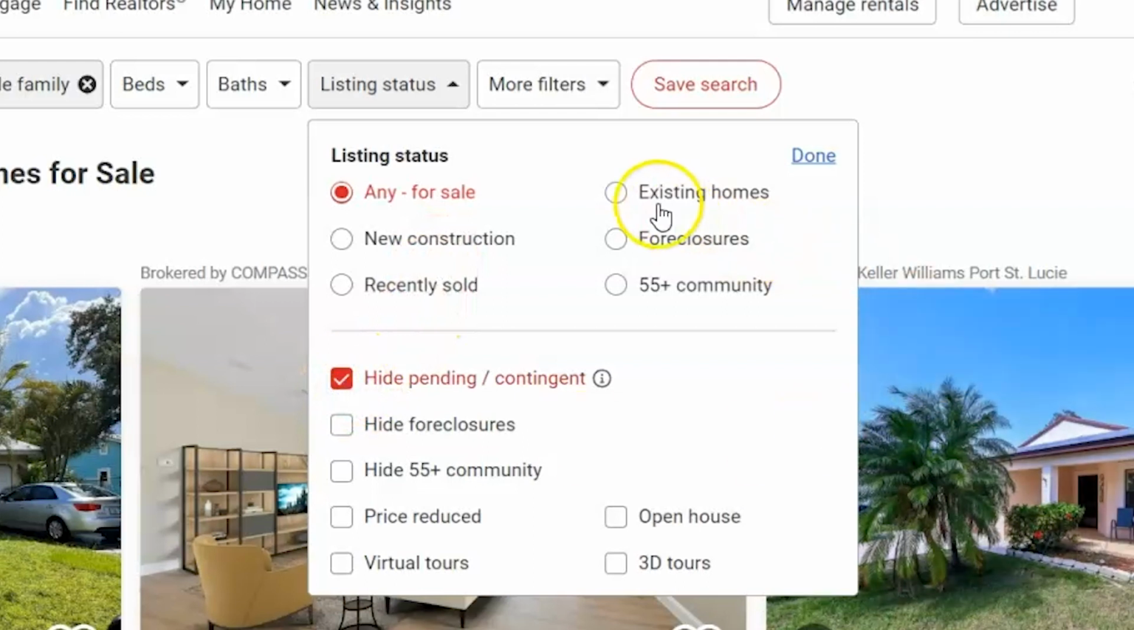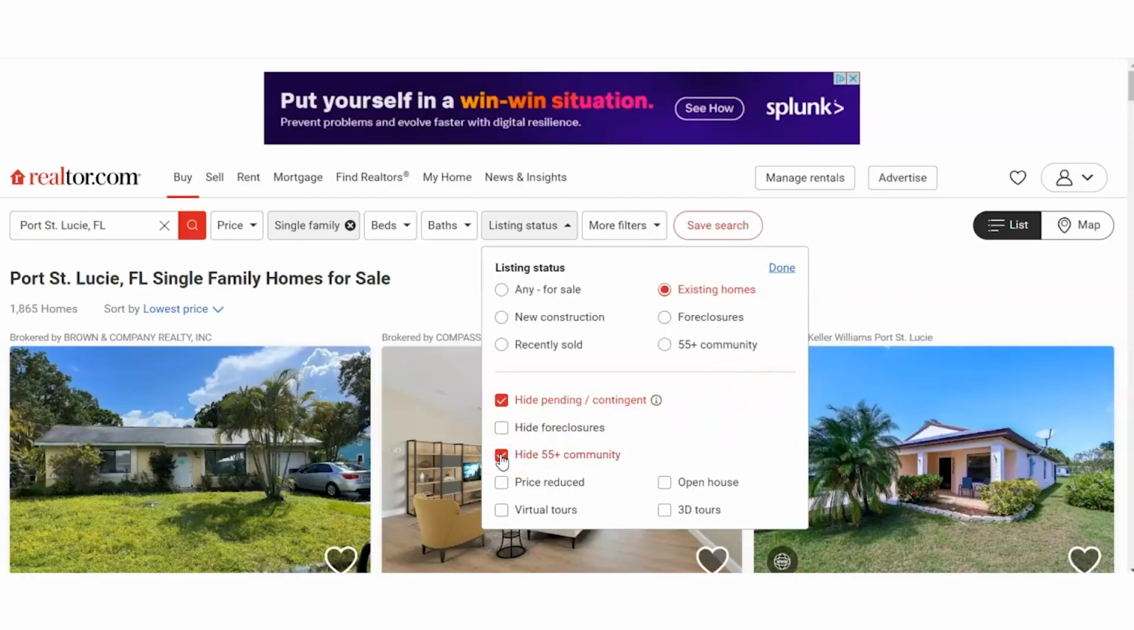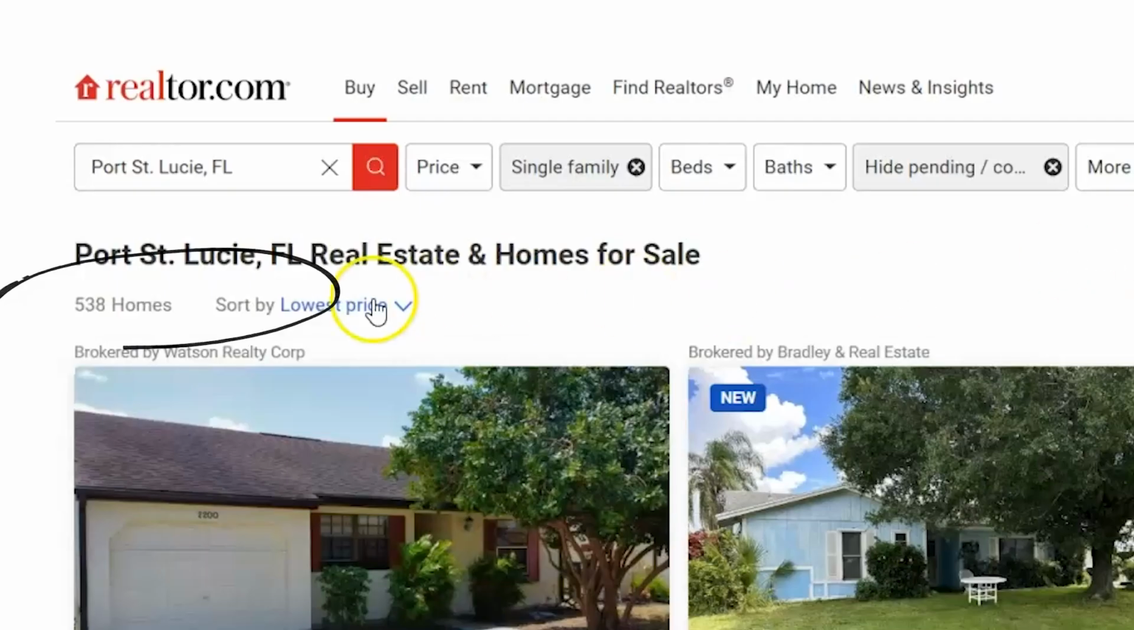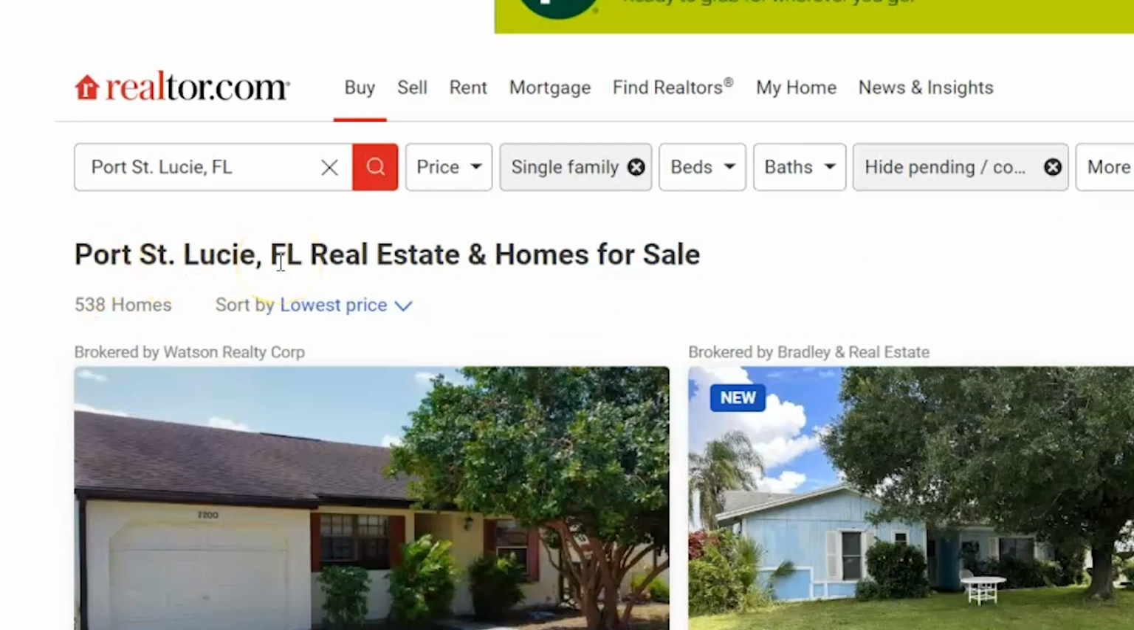And I also want to see existing homes. I don't want to see necessarily new construction or anything else. And I'm also going to say hide 55 plus communities, right? So I'm looking for basically existing single family homes, no new construction, no 55 plus, and I'm sorting by low to high, and I'm going to go ahead and click done. So now at this point in time, I can see there are 538 homes for sale in Port St. Lucie, Florida on realtor.com, and they are sorted low to high.